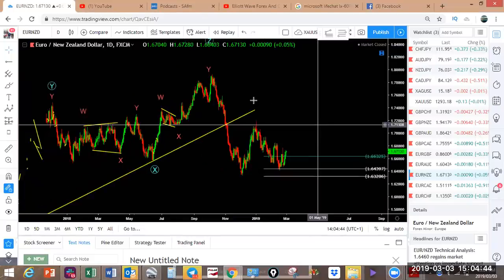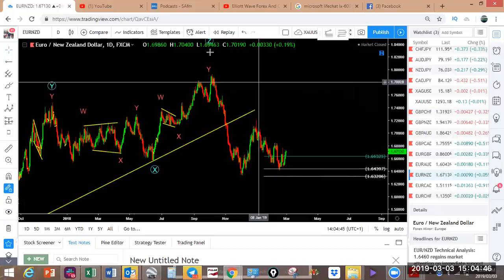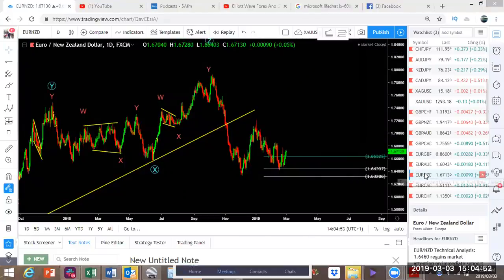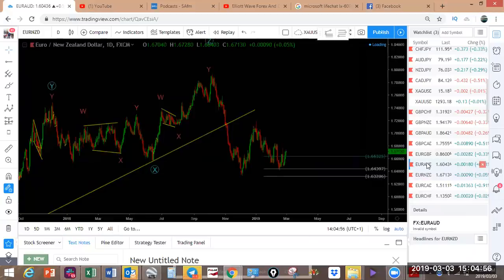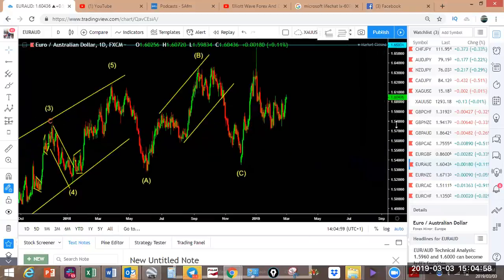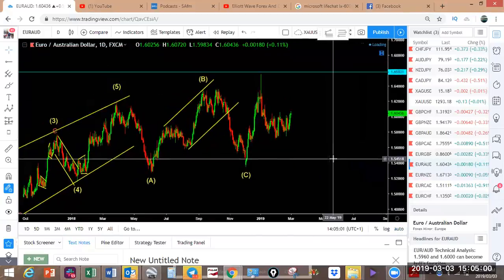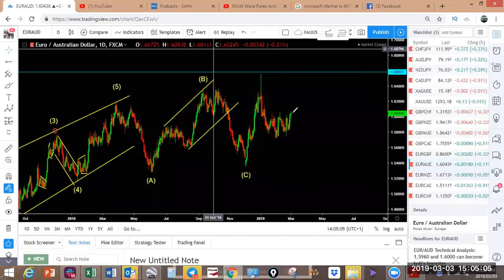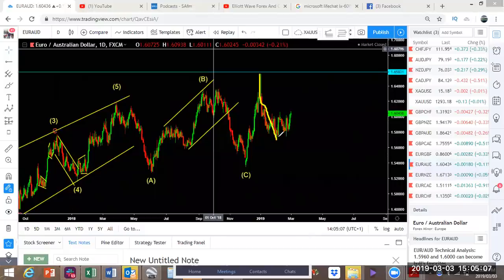If you look at what we discussed on US dollar CAD, this may be a little bit tricky now because you have Euro New Zealand. This is Euro New Zealand. Let's look at EURAUD once more. Okay, so now looking at EURAUD, it looks like this move is not going to happen here. It looks like it's going to push higher. I'm going to show you why.